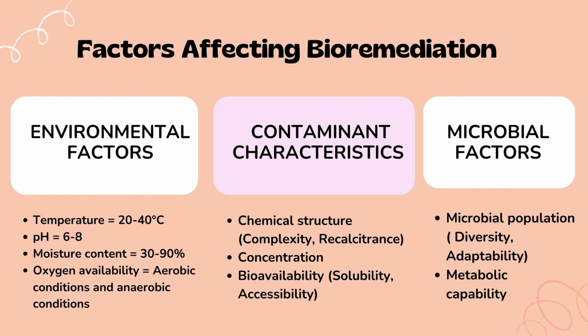processes. Oxygen availability. Oxygen is required for the aerobic degradation of organic contaminants, whereas some contaminants are degraded under anaerobic conditions using alternative electron acceptors like nitrate, sulfate, or carbon dioxide. Contaminant characteristics, chemical structure, complexity. Simple organic molecules are easier for the microorganisms to degrade, whereas complex or highly chlorinated compounds require specialized enzymes or co-metabolism. Recalcitrance. A recalcitrant compound is a chemical substance that is resistant to degradation.